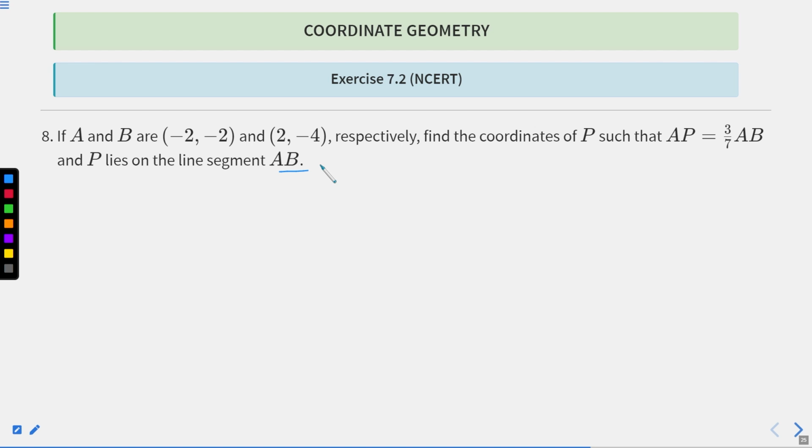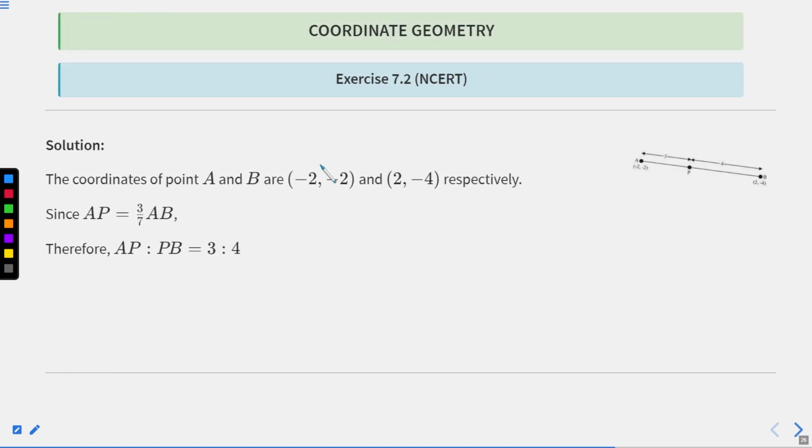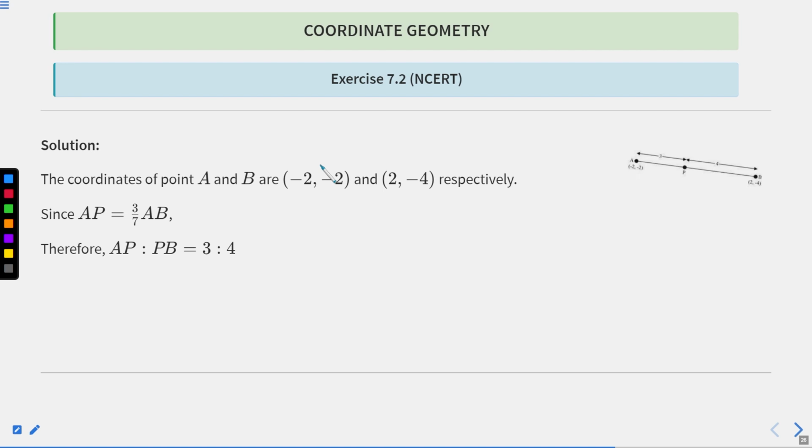Let us see how to solve it. Here the coordinates of A and B are (-2, -2) and (2, -4) respectively, and we are given the condition AP = 3/7 AB. If you see this figure, this point P divides the line segment AB in the ratio 3:4. Therefore AP:PB = 3:4.